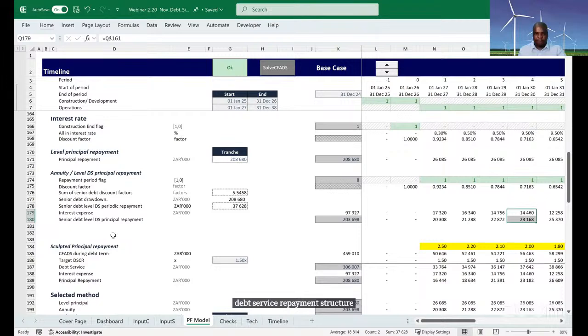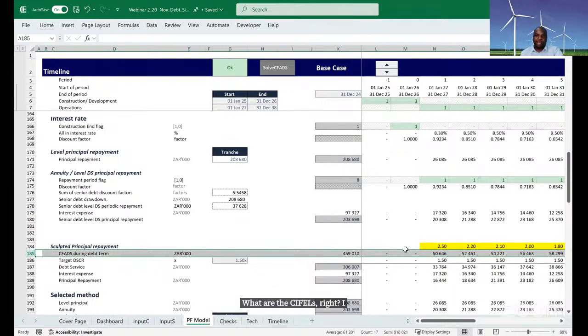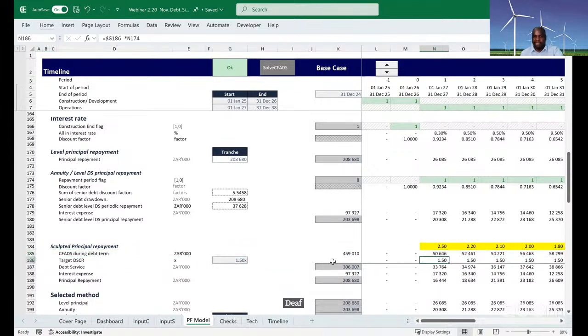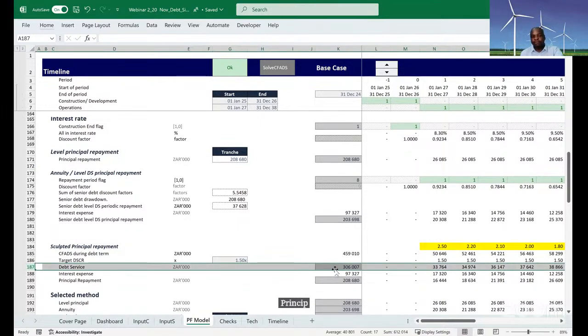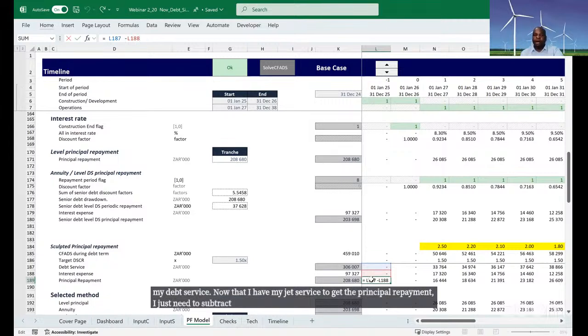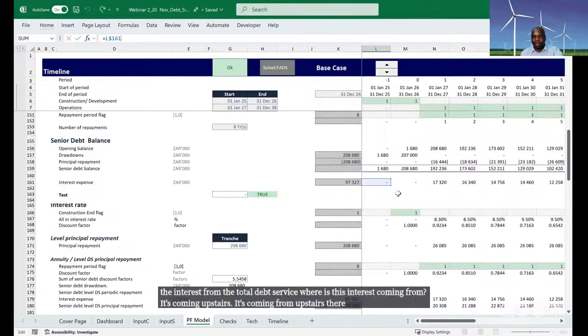Now we come to the sculpted principal repayment. What we are saying at this particular stage is, okay, what are the CFADS? I take my CFADS upstairs there. Then I say, okay, what is the target debt service coverage ratio? I take my debt coverage ratio from the input sheet. Then I divide to get my debt service. Now that I have my debt service, to get the principal repayment, I just need to subtract the interest from the total debt service. Where is this interest coming from? It's coming from upstairs there, right?